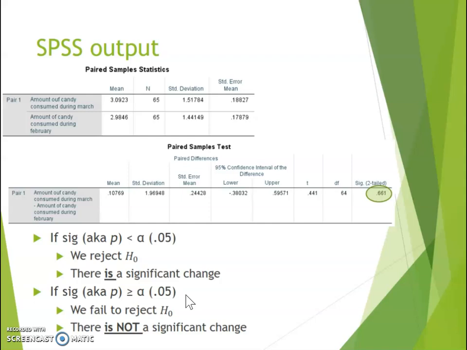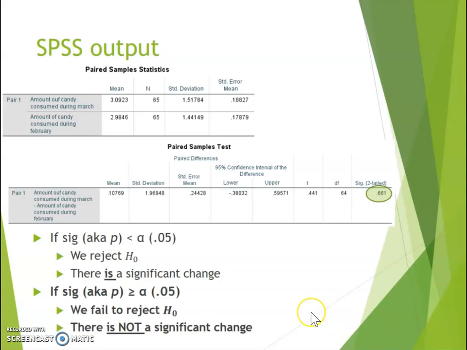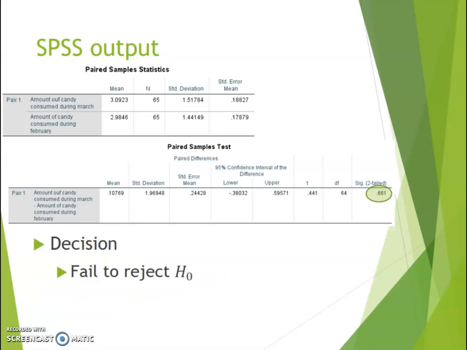So we're just going to take this sig value that we obtained in our analysis here and compare that to our alpha level of 0.05. And so in looking at this number, 0.661, we know that that value is bigger than 0.05. So that would be the situation in which we have a sig or p-value that's bigger than our alpha level. And so because our sig value, our p-value, is bigger than our alpha level, we're going to make that decision to fail to reject the null hypothesis. And again, what that means is that there is not a significant change. So our decision here is to fail to reject the null hypothesis.